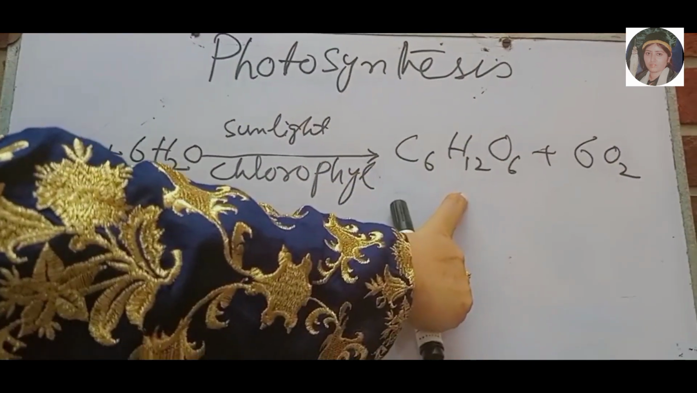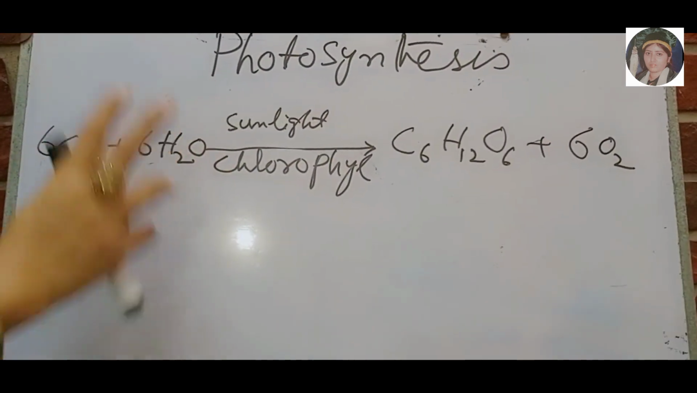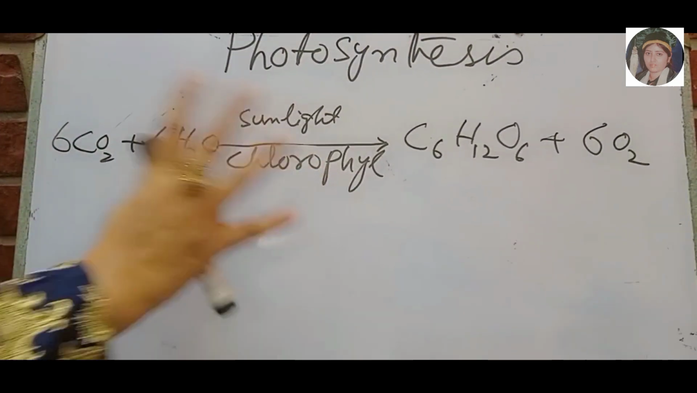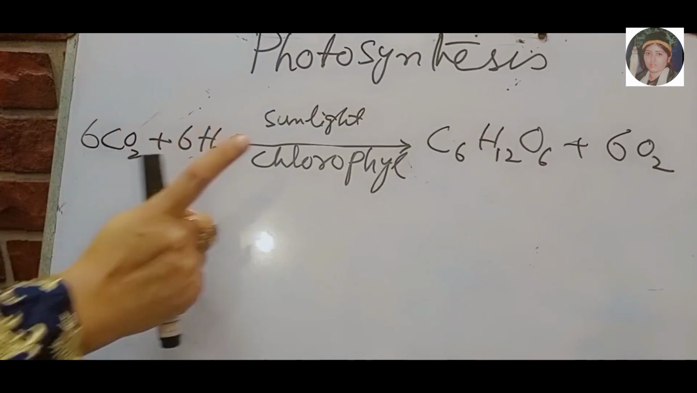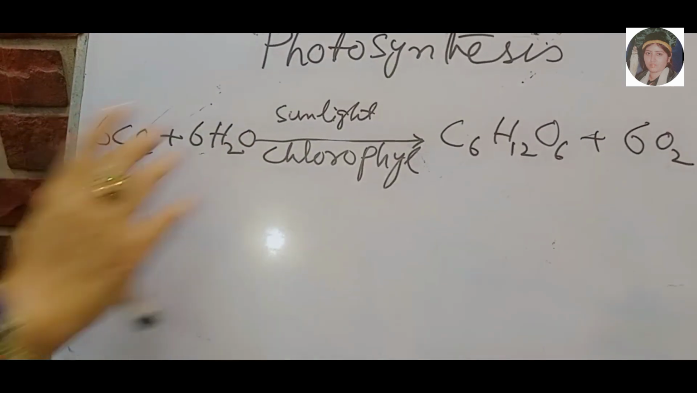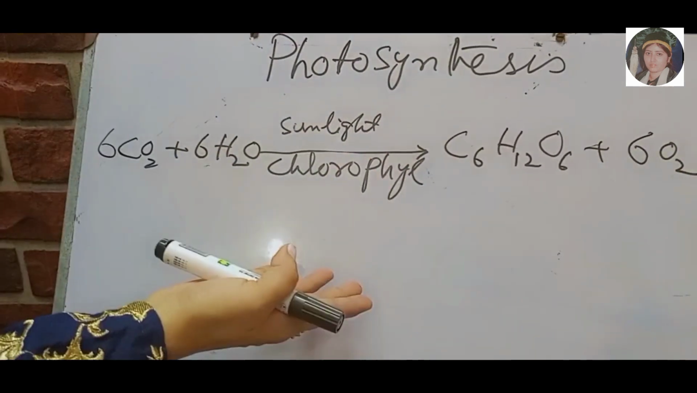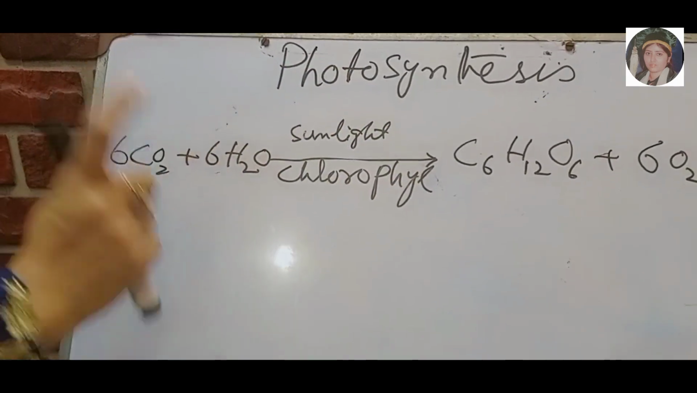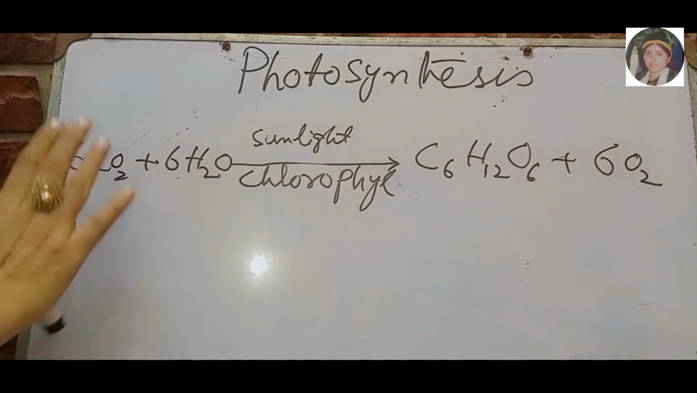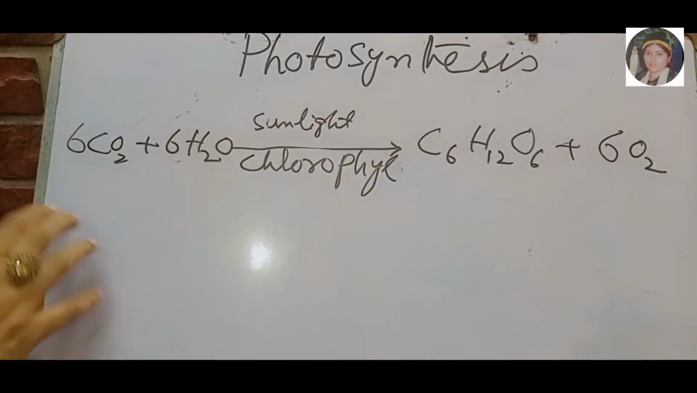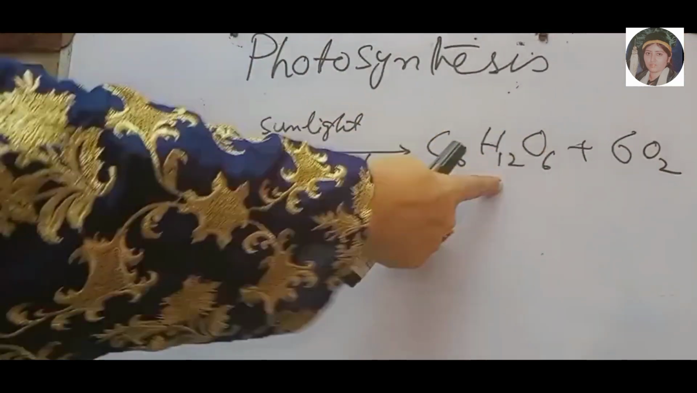into sugar molecules. Three events occur during the process of photosynthesis: absorption of light energy by chlorophyll, conversion of light energy to chemical energy and splitting of water molecules into hydrogen and oxygen, and reduction of carbon dioxide to carbohydrates.